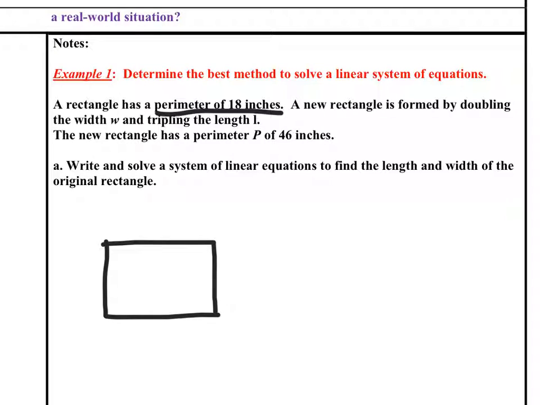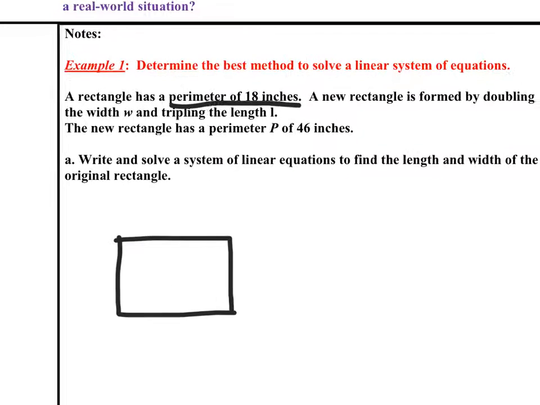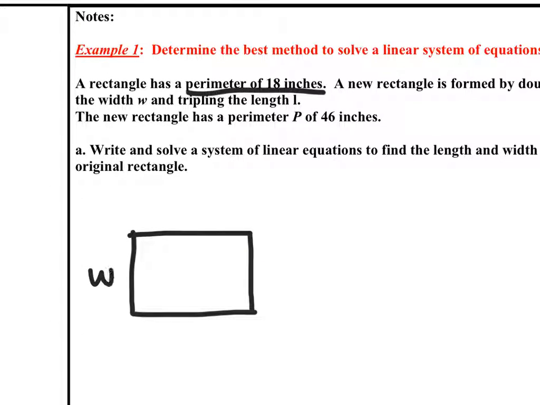So here's the original rectangle. Let's label the width and the length. I usually put width on the smaller side and length on the longer side. That's an L. Okay, length, width. If I want to find the perimeter of a shape, would someone please remind me, how do we find perimeter of a shape?